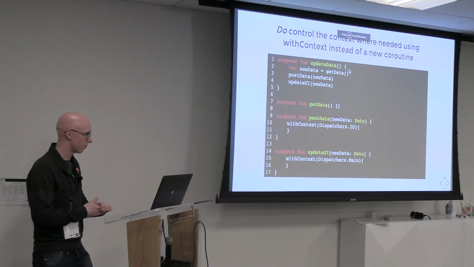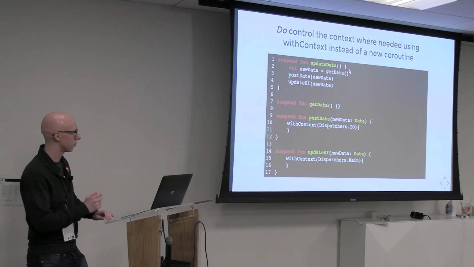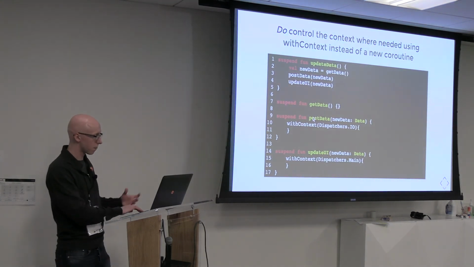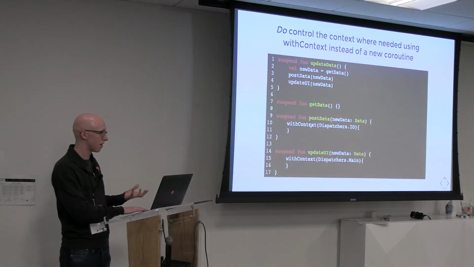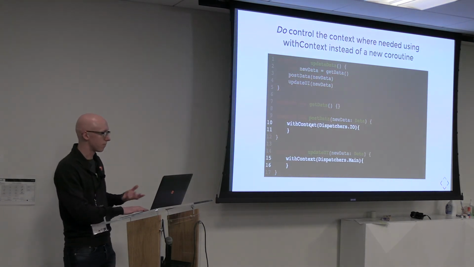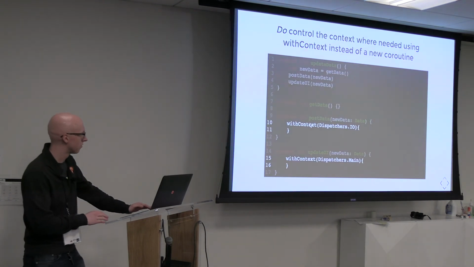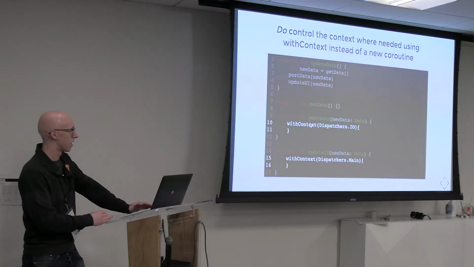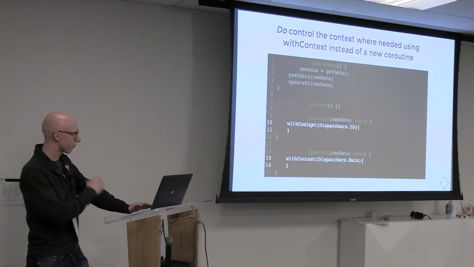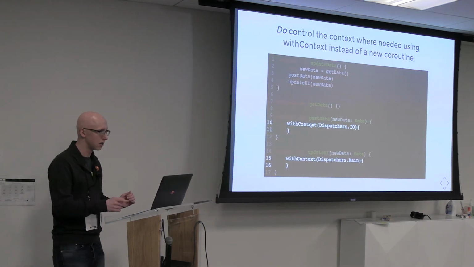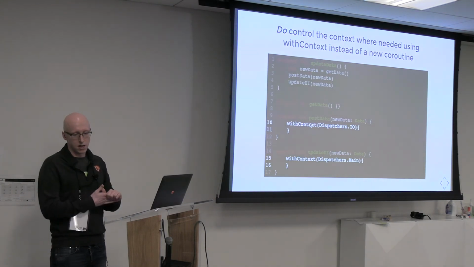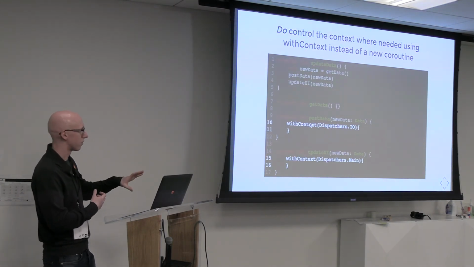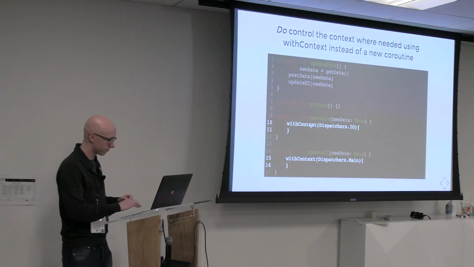But you should control the coroutine context when needed using the withContext block. For your network requests, you need these to happen on the IO thread pool, not on the main thread. But for updating the UI, you need this to happen on the main thread. So you can use this withContext block, which is a really nice, simple way of switching threads. It'll change to that thread pool, but without launching a new coroutine.